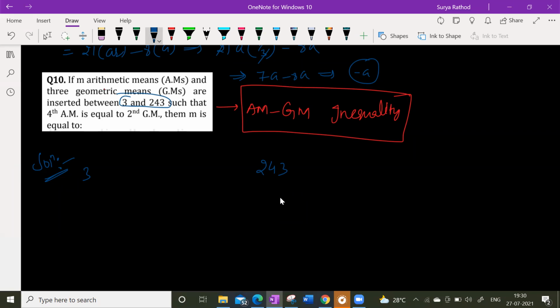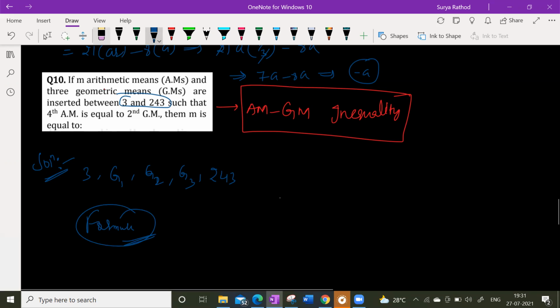Okay, 3 geometric means are inserted between. M arithmetic means are there and 3 geometric means are there. Let us say geometric mean 1, geometric mean 2, geometric mean 3. They have inserted them between here. I told you one formula for this. Just use the formula and calculate it. Using the formula, you can calculate M, guys.